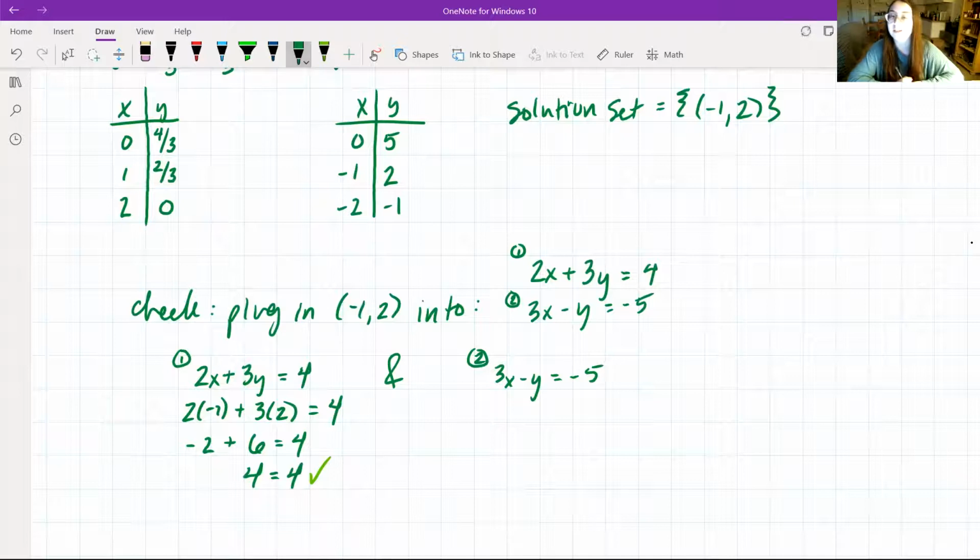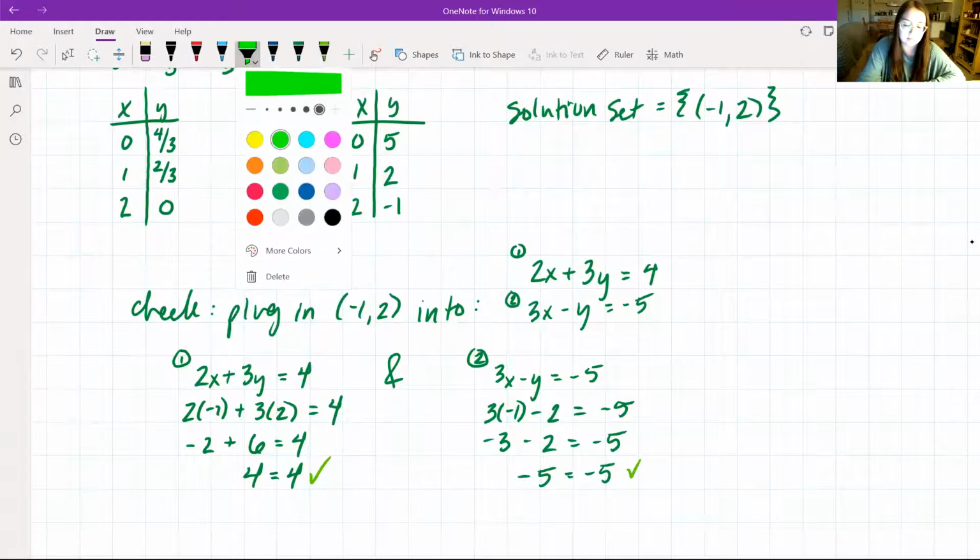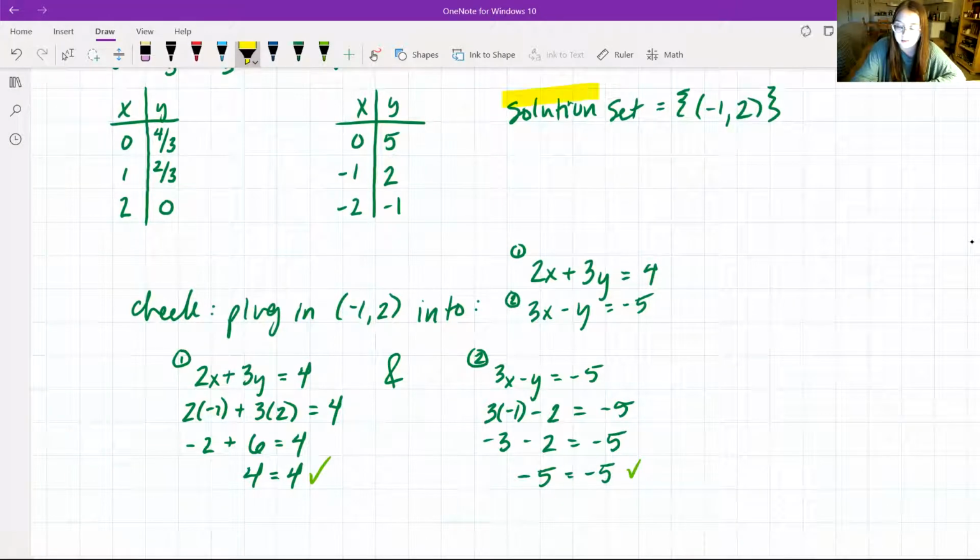Now we just want to make sure it's also the solution of our second equation. So 3 times -1, we plug in these values: 3 times -1 minus 2 is equal to -5. Well, 3 times -1 is going to be -3 minus 2, which is in fact equal to -5. So we have -5 is equal to -5. This is correct, and our solution set is going to be -1, 2.